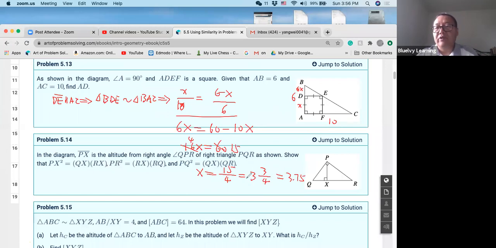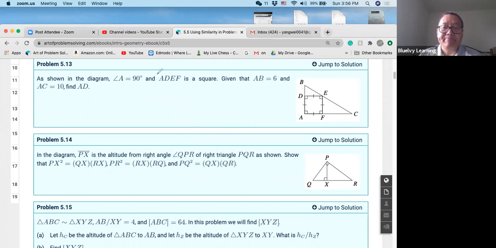Right? So for this problem, you still need to use similar triangles, then set up the equation, then solve that equation. So this is a combined algebra and geometry problem.